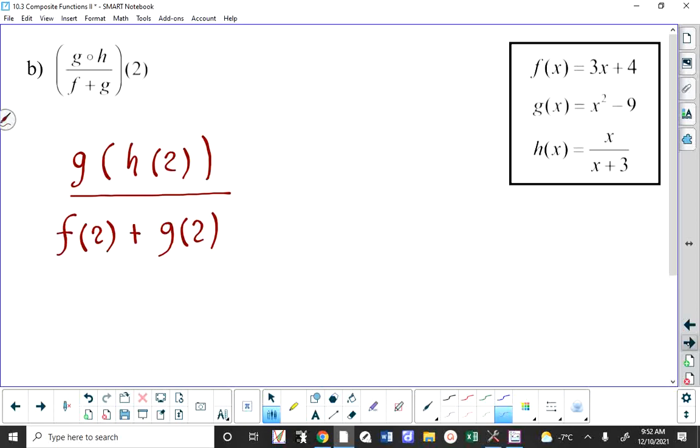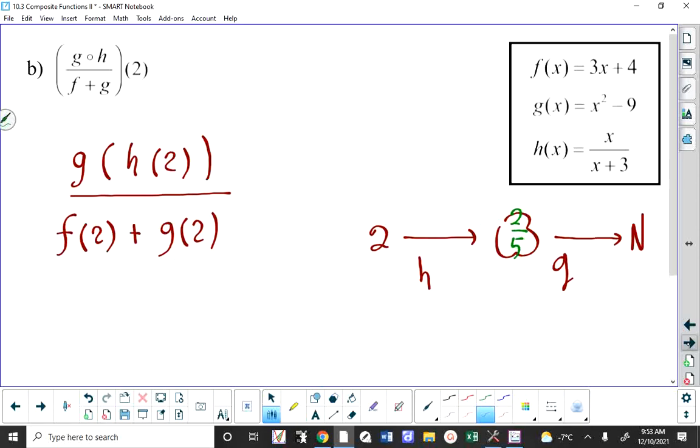Again, if it's a written response, you're going to have to explain this in some way. I'm just going to put for the numerator that we're taking 2 and feeding it through h. We're taking the result and feeding it through g to get the numerator. N for numerator. I put 2 in there, I get, oh man, you get 2/5.